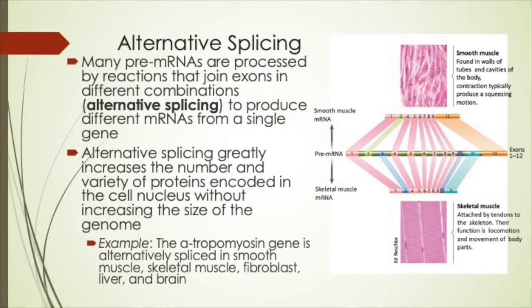Spliceosome cleaves the pre-mRNA precisely to leave the intron and joins the flanking exons. And then there's alternative splicing. This is kind of a different process. If you have certain parts of your body that have certain needs, and those parts only need certain parts of DNA, but don't need other parts, they'll use what's called alternative splicing.